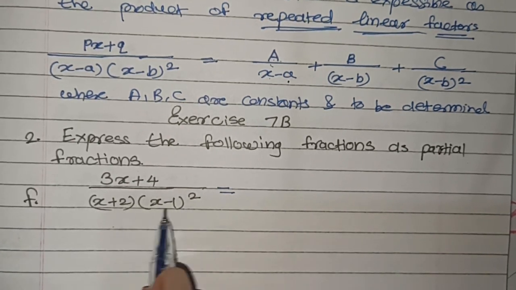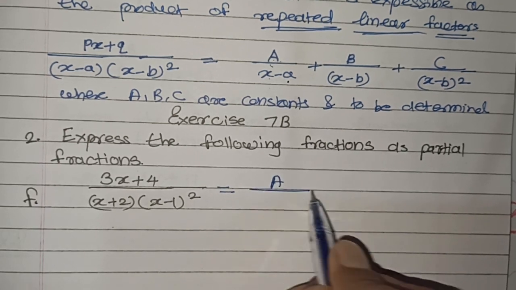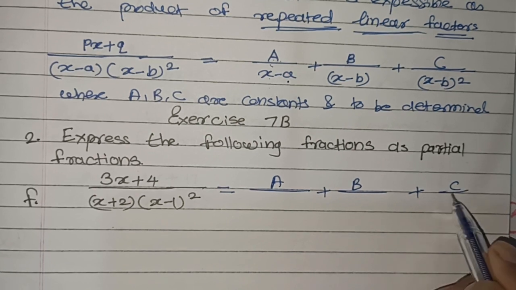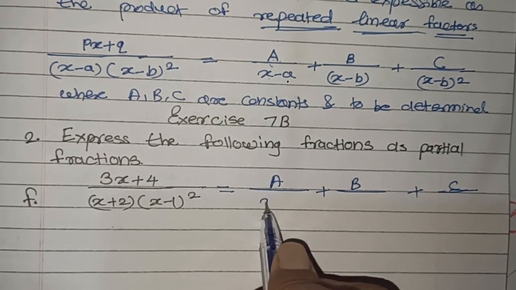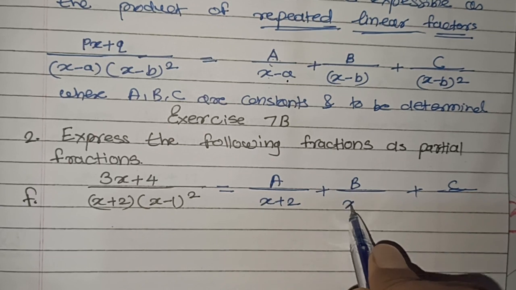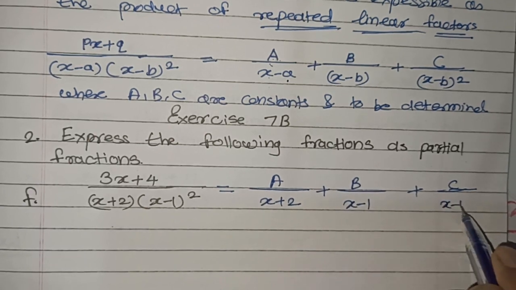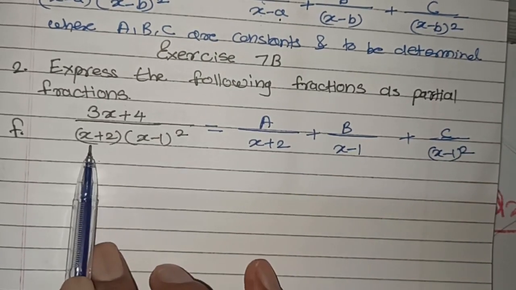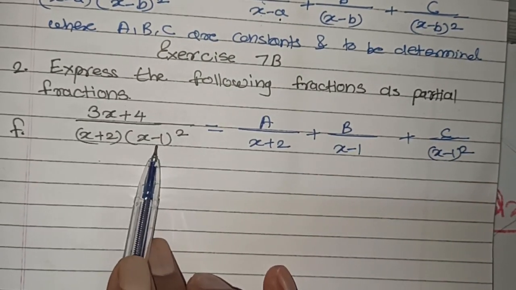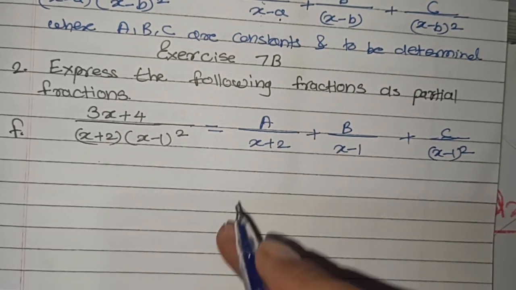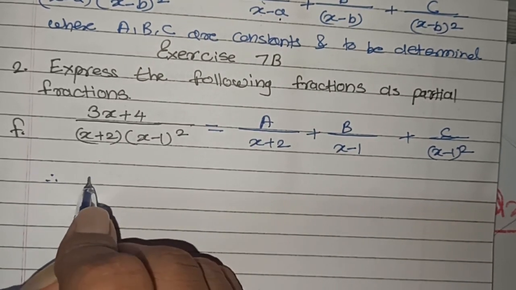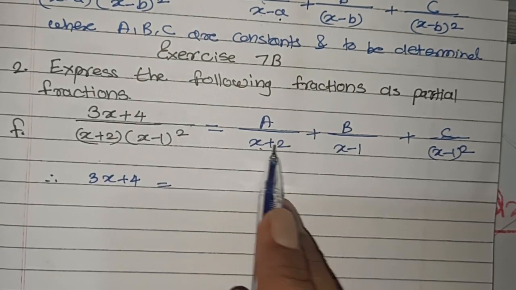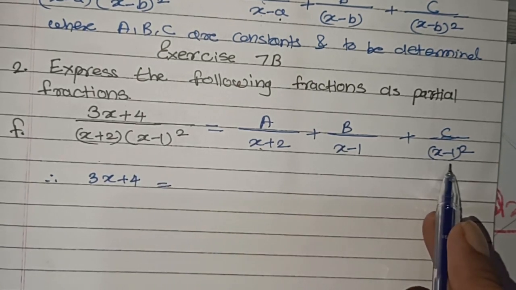So there are 3 brackets, so we get a upon plus b upon plus c upon. So a upon x plus 2, b upon x minus 1 and c upon x minus 1 whole square. Now the LCM is x plus 2 into x minus 1 bracket square here. So you can skip those terms and write directly the numerator equal to, here we need to multiply by x minus 1 bracket square.